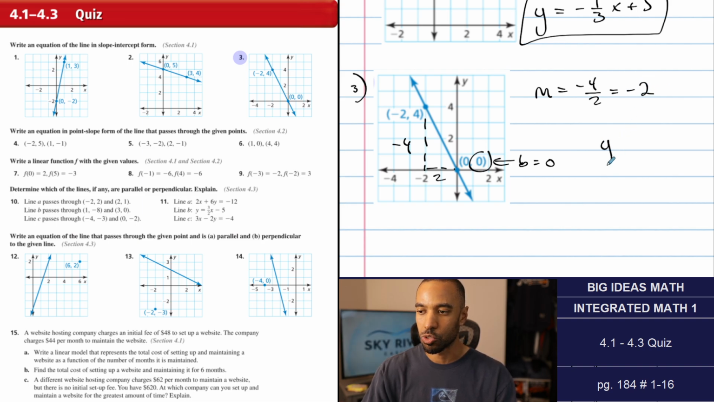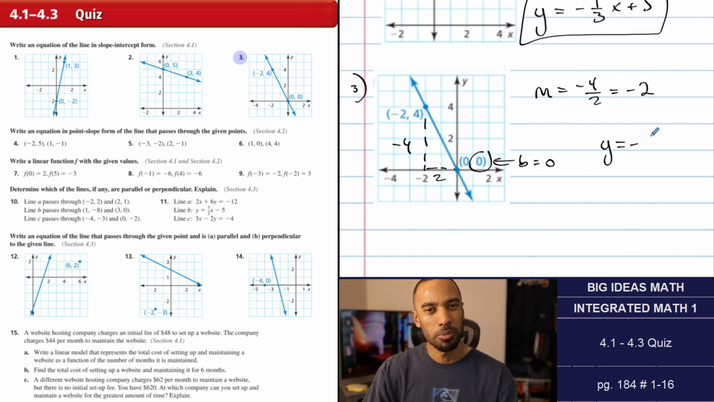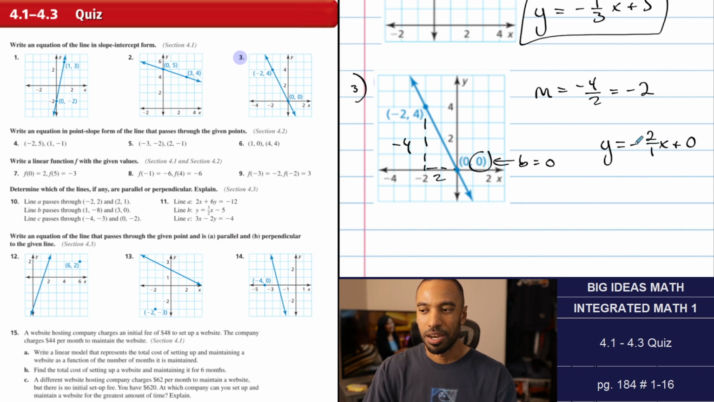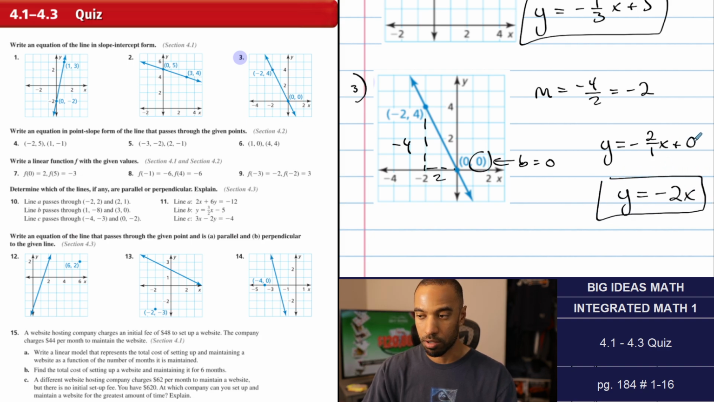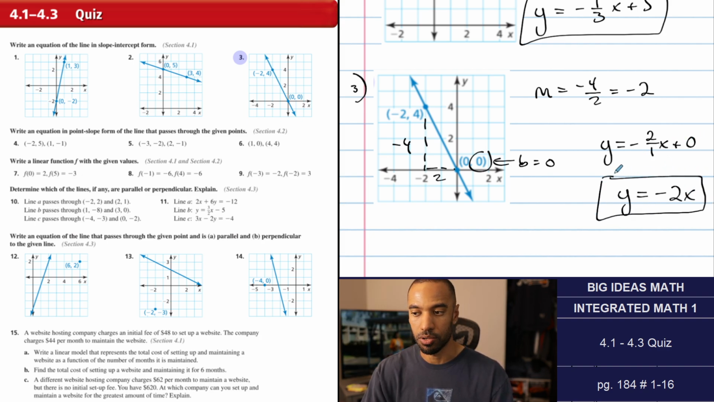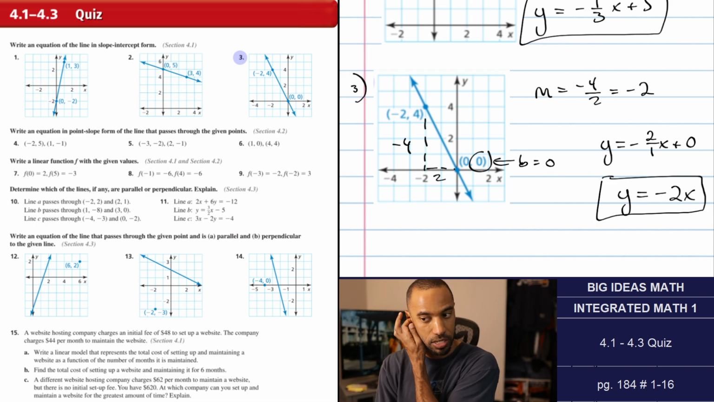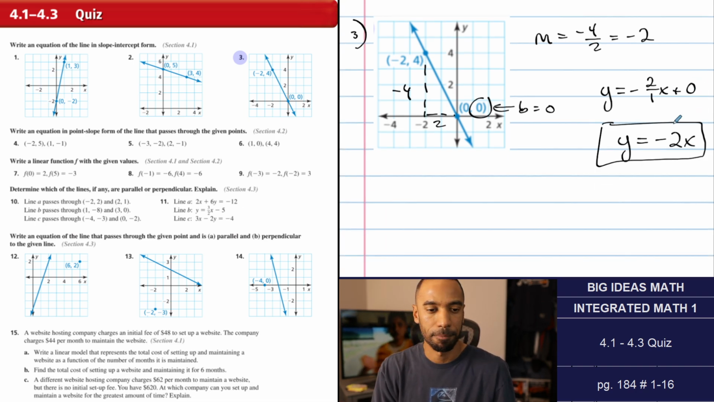So this can be written as y equals, let me do kind of the raw version, -2 over 1 x plus 0. Not a fan of that in general. If you look at any answer key, you're probably going to see this: y equals -2x. Notice anything added with 0 is just that something. So y equals -2x can just be the version of that equation there.